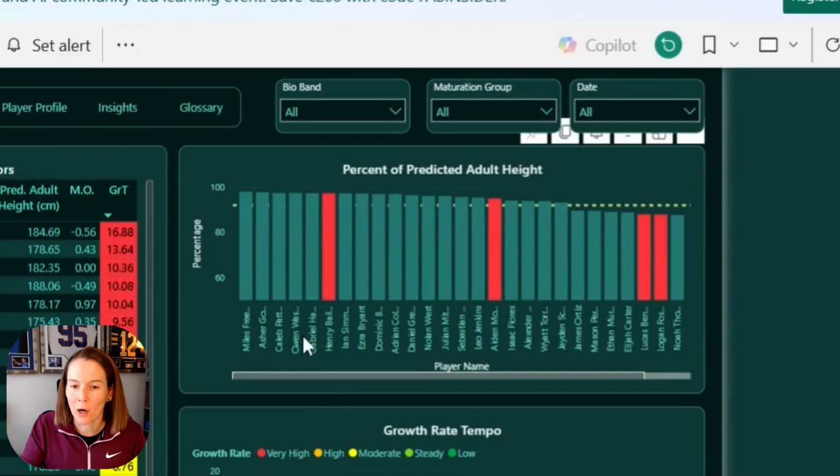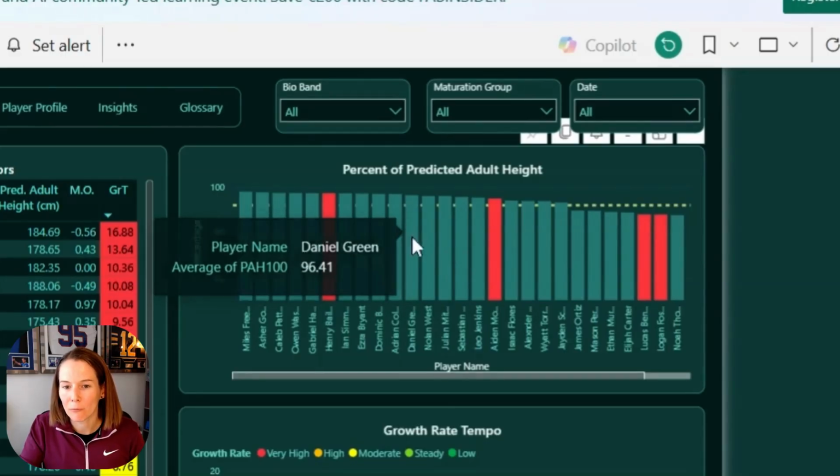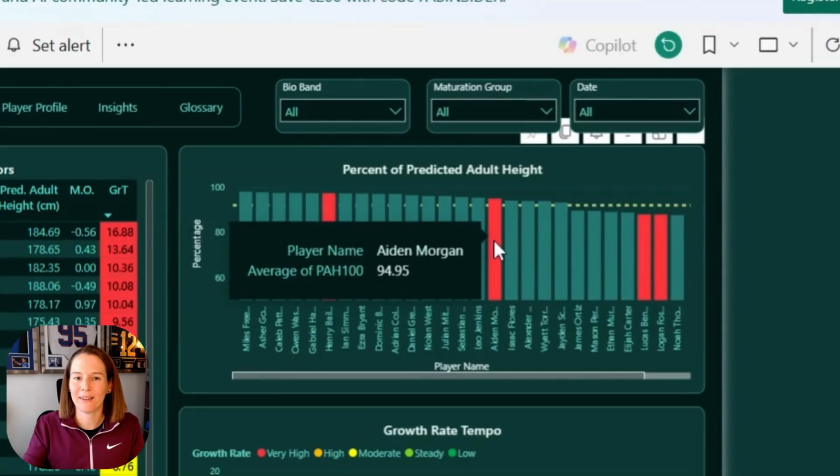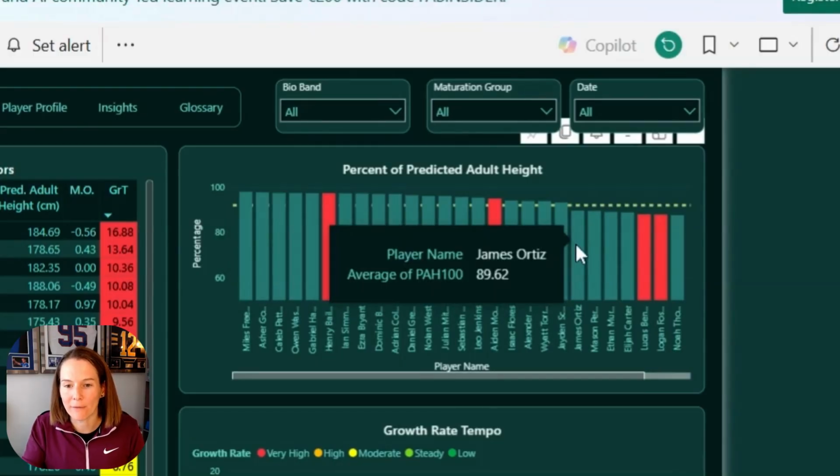And we've also got our whole squad visualized here then as that percentage of predicted adult height. So we could also have a look here, remembering that crucial band around 88 to 92%, that we think is often when peak height velocity is occurring. So someone like James Ortiz here, someone we probably want to dive deeper into because of them being around that 90% of their predicted adult height.